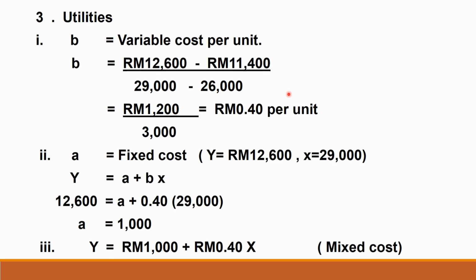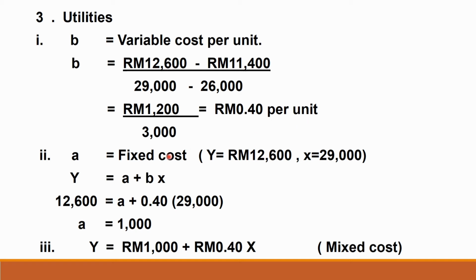Utilities. So, we must apply the high-low method to calculate variable cost per unit. This is the first step. You just substitute the amount for the highest cost less the lowest cost divided by highest activity less lowest activities, and you get the answer for variable cost per unit, 40 cents per unit.